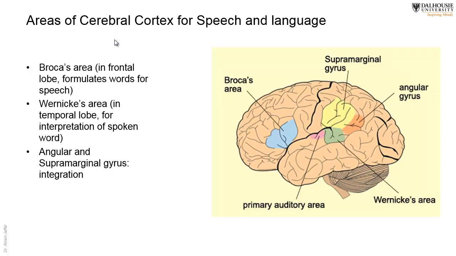Just to give you other examples of the functional localization in the brain, I'll give you the example of the speech and language areas. So there is an area here on the frontal lobe. This is the central sulcus. So this is the lower part of the frontal lobe, because the frontal lobe is in front of the central sulcus. And this area is called Broca's area.